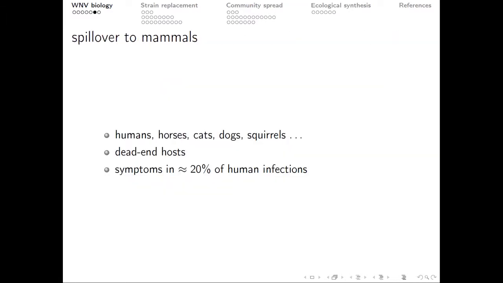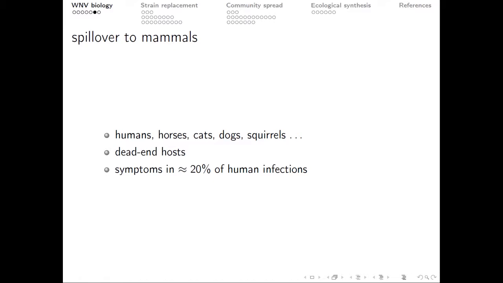If you're not a bird biologist, you might care more about what's happening in mammals. They're not interesting in terms of disease dynamics because they're dead-end hosts. But humans get infected, horses, cats, dogs, squirrels. I don't know what, this is partly a list of which mammals people have actually looked for West Nile virus in. But they all seem to be dead-end hosts. So the transmission is happening in the bird community. And occasionally, a mosquito that has bitten an infected bird decides that its next blood meal is going to be from a human, and then the human gets infected.